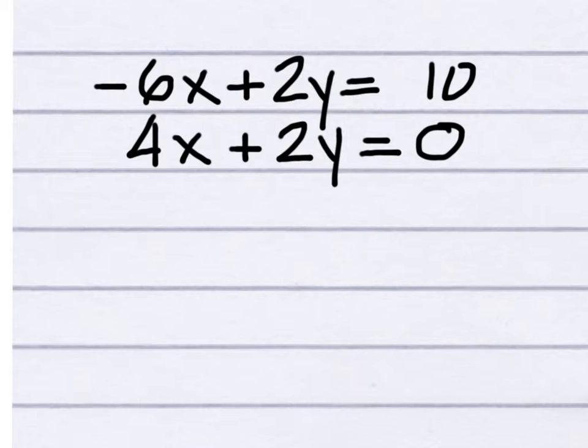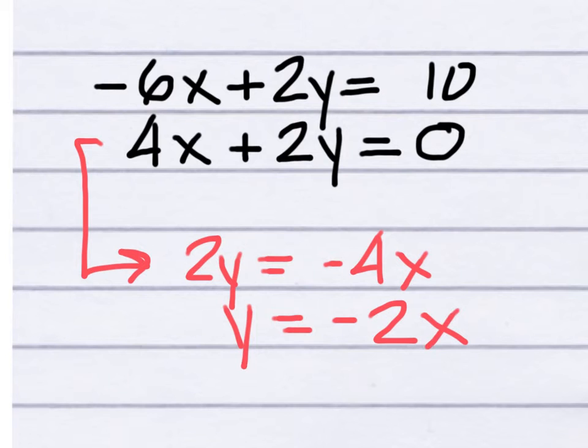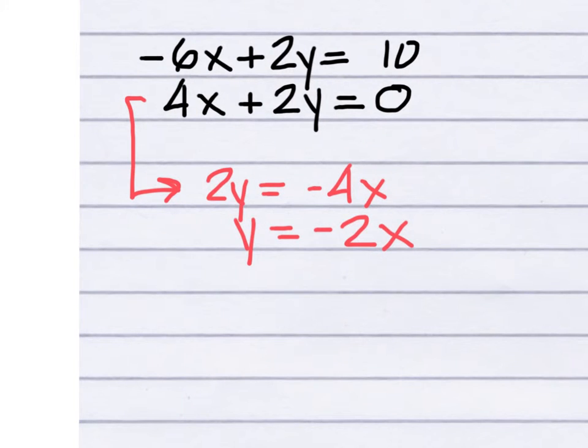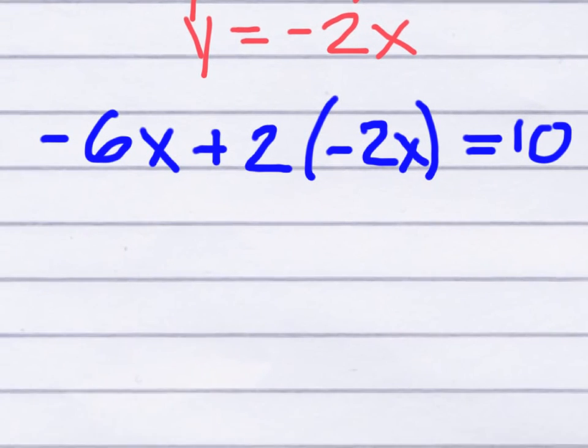All right, solving by substitution. I think I'm going to choose the second one and get the y by itself. When I do that, the 0 is just gone. And if I divide negative 4 by 2, I get a negative 2. So y equals negative 2x. I can put negative 2x in for y in the top equation. So negative 6x plus 2 times a negative 2x equals 10. And solve this one.